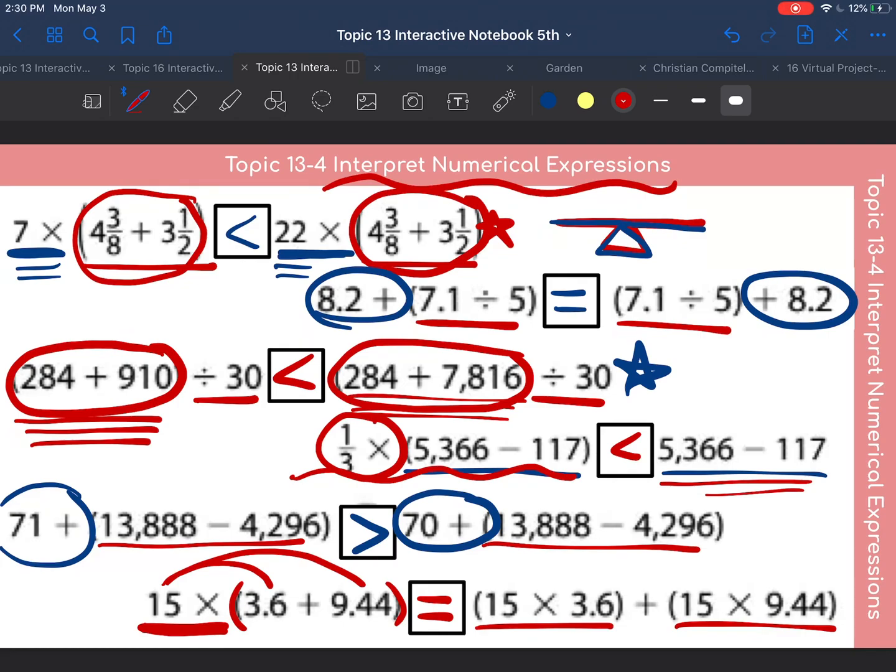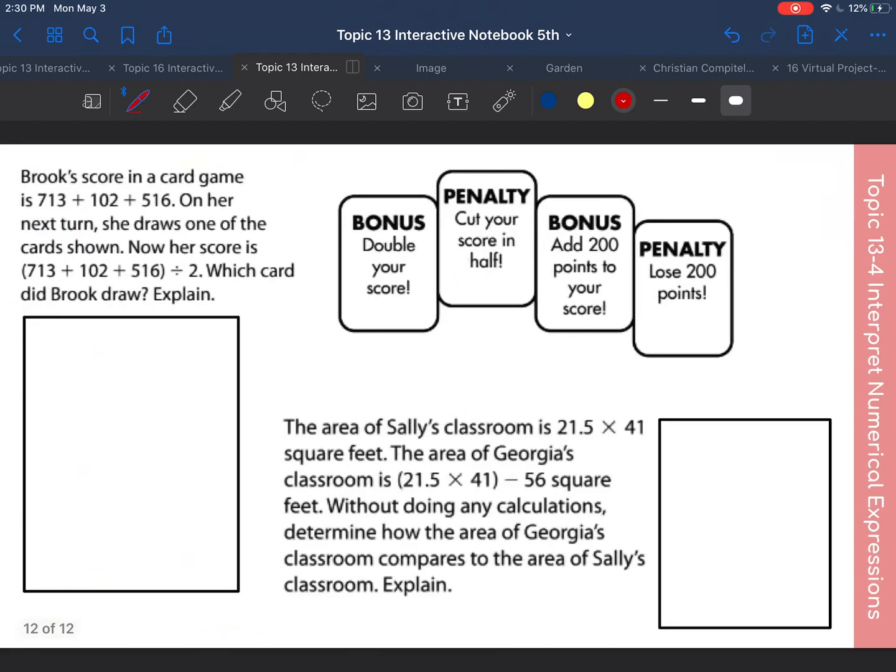So again, we didn't solve anything. We just used what we knew about adding, subtracting, multiplying, and dividing numbers and fractions. And we were able to solve these, and we were able to compare them easily. So let's look at these last two problems. It says Brooke's score in a card game is 713 plus 102 plus 516. On her next turn, she draws one of the cards shown. Now her score is this.